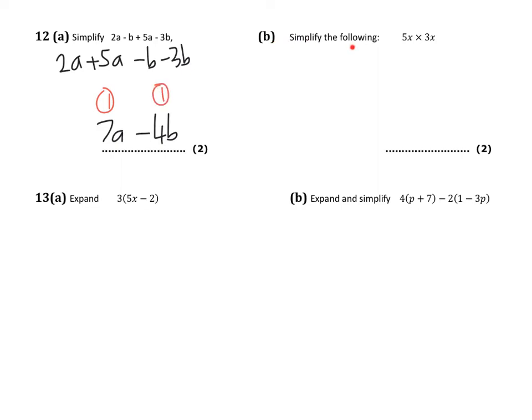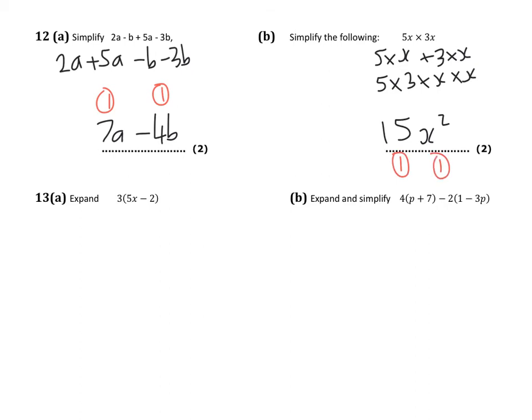Part B, simplify the following. 5x times 3x. Here, 5x means 5 times x, and 3x means 3 times x. So we can just reorder the multiplication. 5 times 3 is 15, and x times x is x squared. 1 mark for the 15, 1 mark for the x squared.